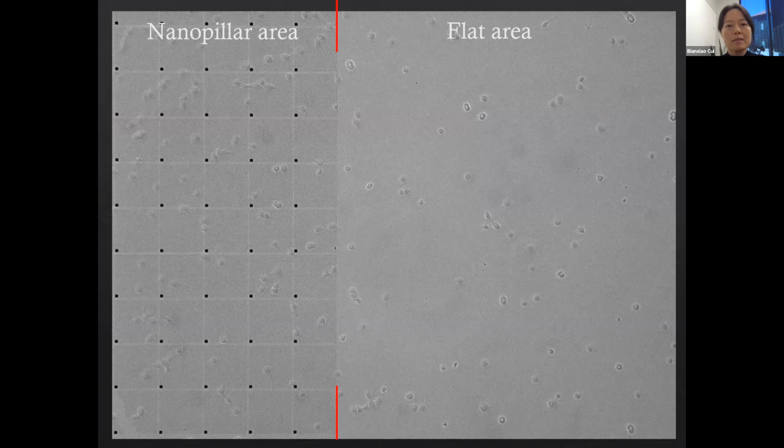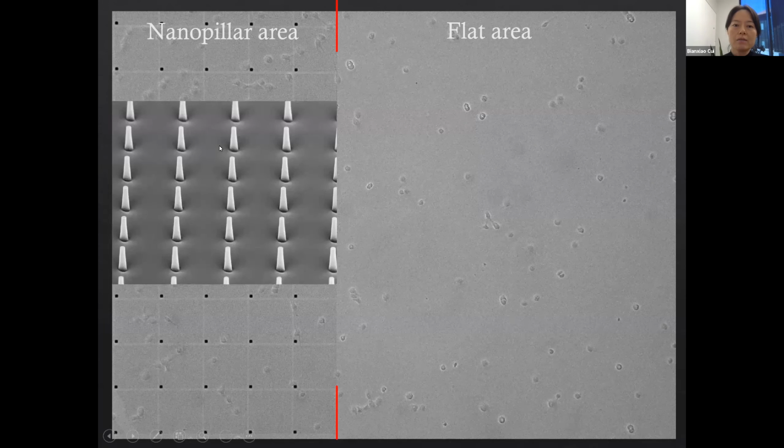To talk about the nanostructure surface, I want to start with an unpublished result. Here you will see on the left the surface we call the nanopillar surface, and on the right a flat surface. This substrate itself is just quartz, or you can consider it glass, silicon dioxide.